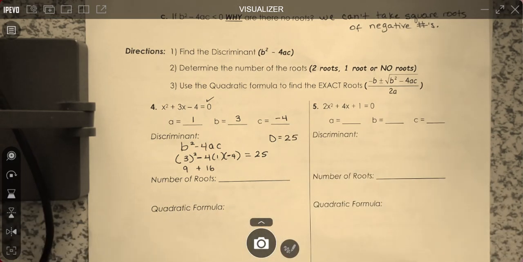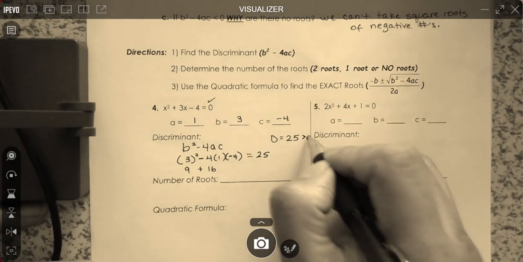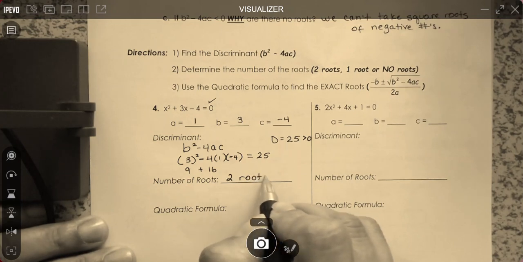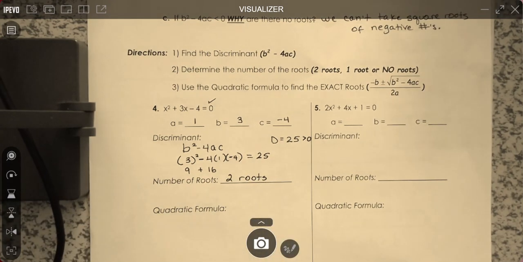And is it greater than 0, equal to 0, or less than 0? All right, so because it's greater than 0, we know we have 2 roots. Now, are these roots, these 2 zeros, going to be rational numbers or irrational numbers?